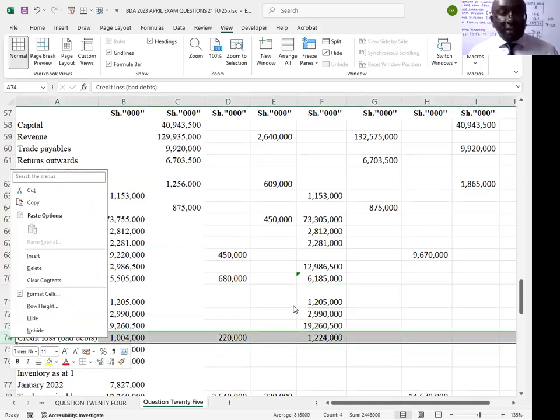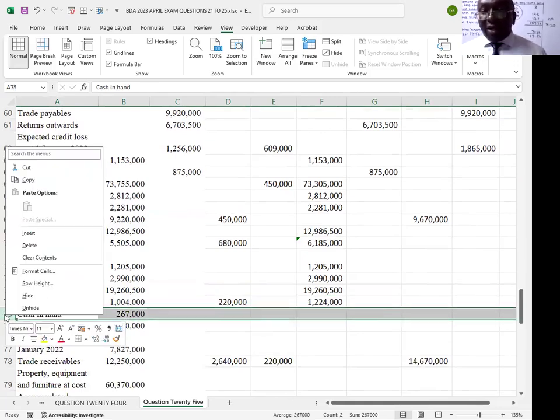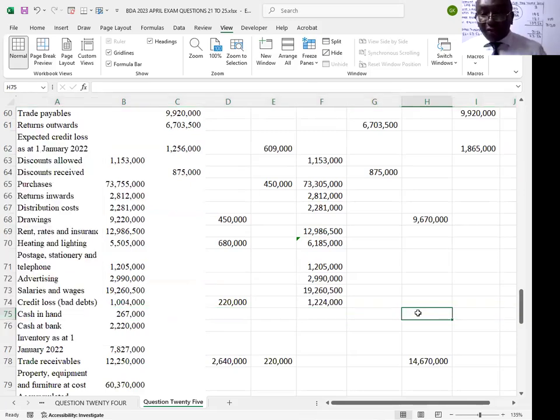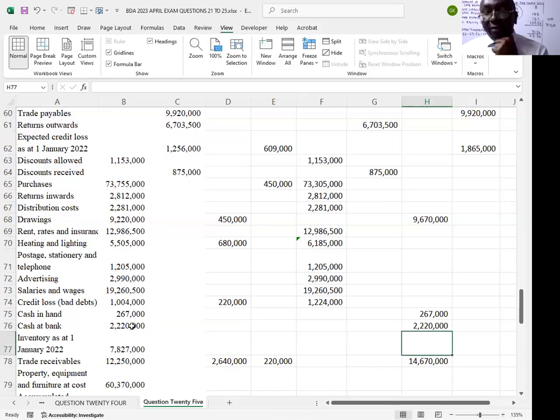Now credit loss, we adjusted. So that is okay. Cash in hand is a current asset that should be brought here. We debit. The same should happen with the cash at bank. Cash at bank is also a current asset.